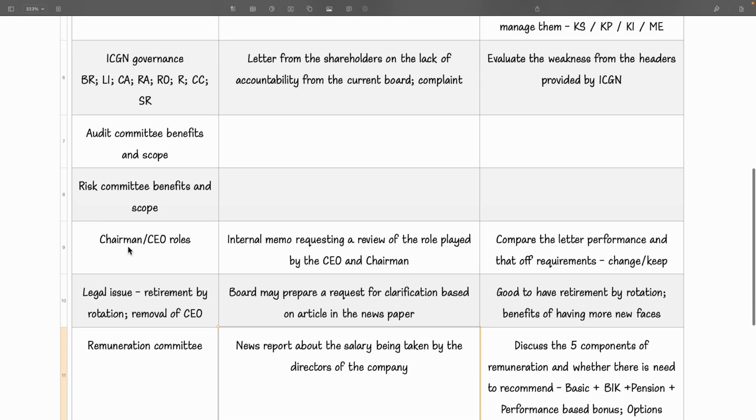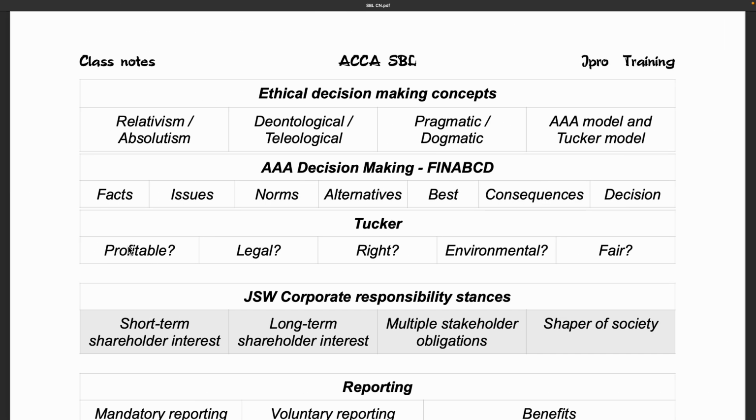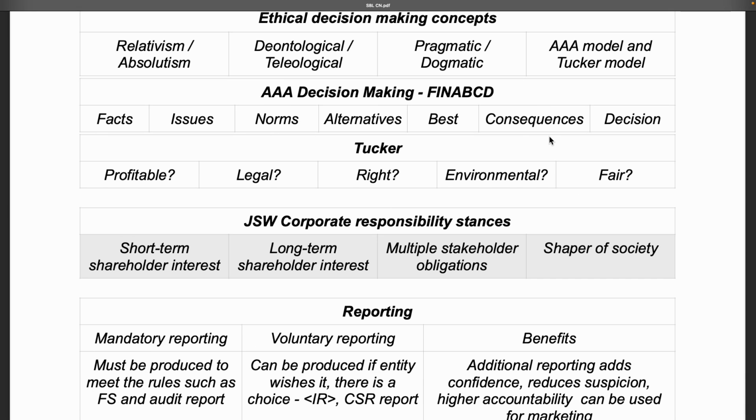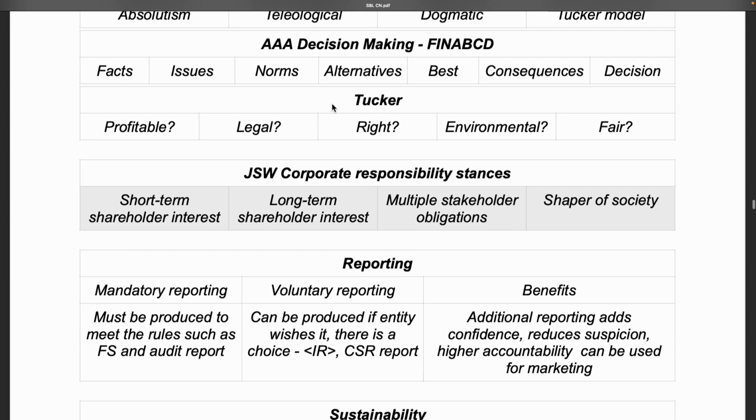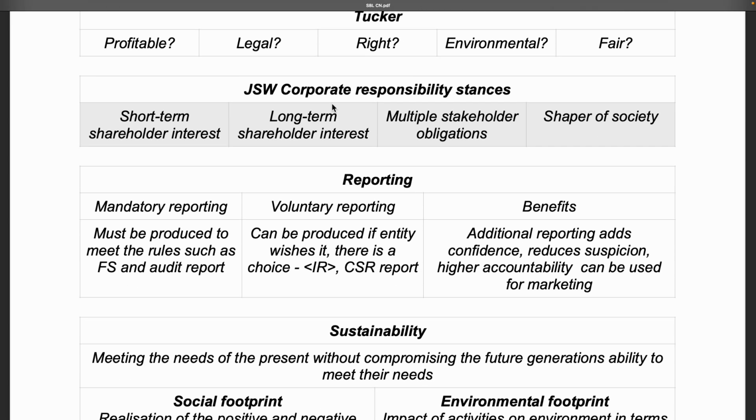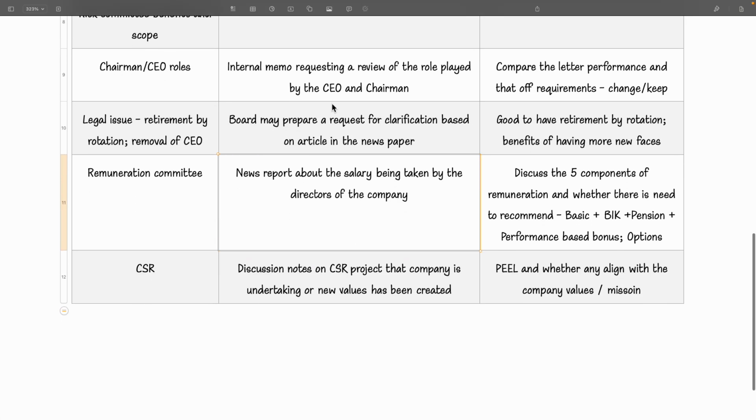Okay, that's this part about this idea. Don't worry about Tucker. Don't worry about AAA. Don't worry about ethical decision making. When it comes to the JSW responsibility stance, don't worry about it. Reporting, mandatory, voluntary reporting is a common idea.